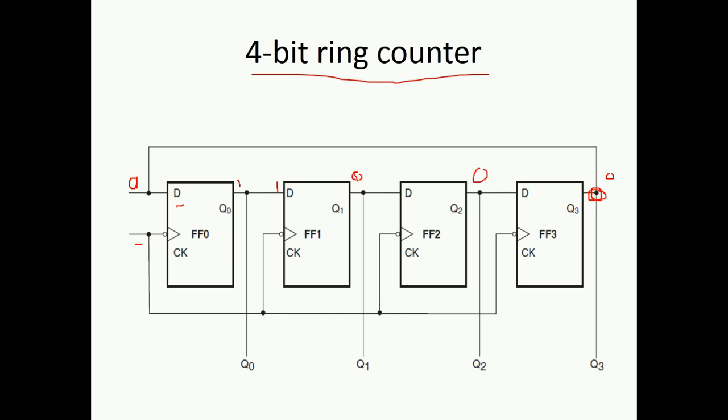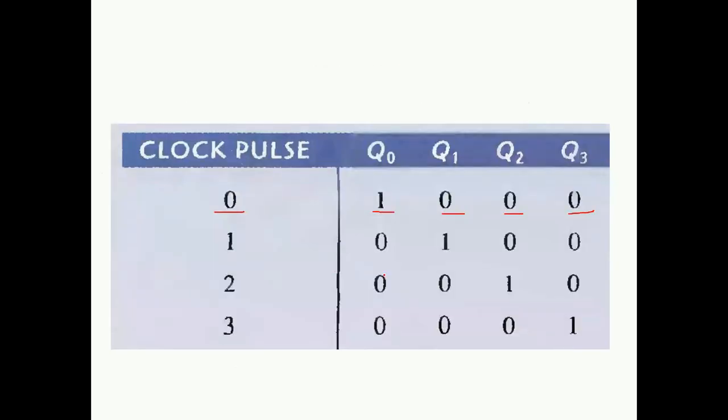Just a reminder, what is a D flip-flop? D flip-flop is nothing but a delay flip-flop. If input is 0, output is 0. If input is 1, output is 1. So for the first clock cycle, we will have the outputs. You can see now the outputs, starting from flip-flop 0, are 0, 1, 0, 0.